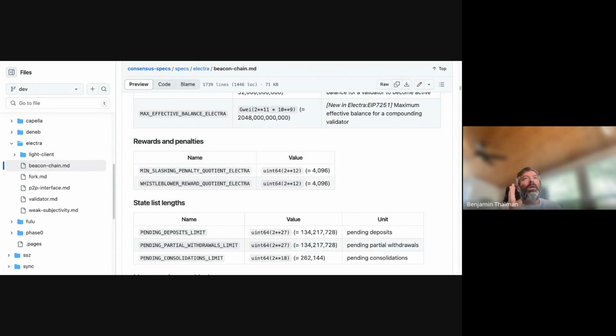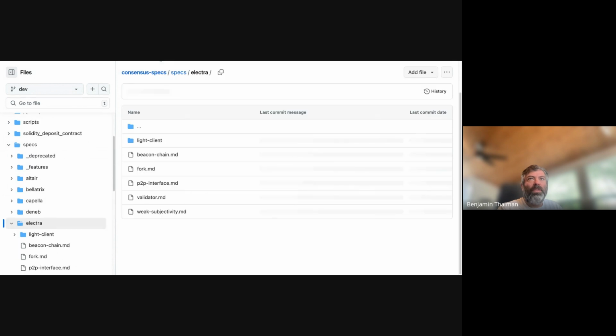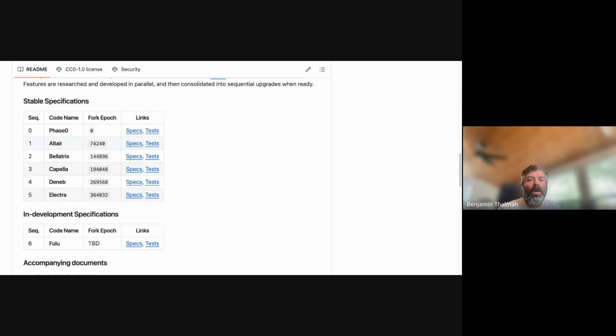So that gives you a sense of the specs. I did want to quickly touch on how you can use this, how you could start looking at the specs and learning more about Ethereum.